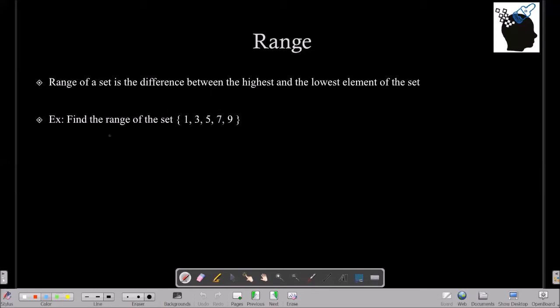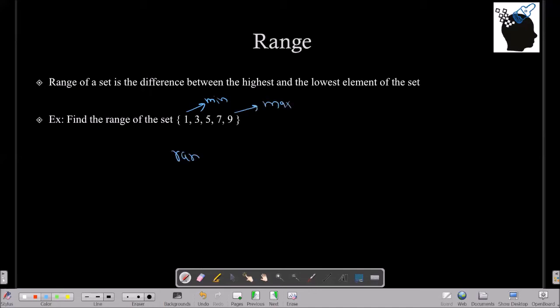Let's take an example. So find the range of the set 1, 3, 5, 7, 9. Now they have already arranged the set in ascending order. So we can directly make out that 1 is the minimum value and 9 is the maximum value.